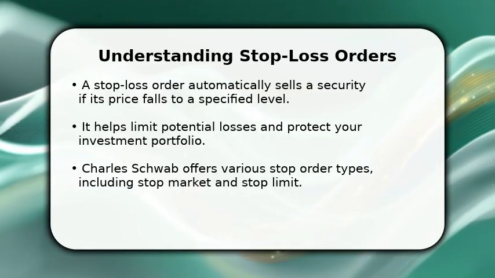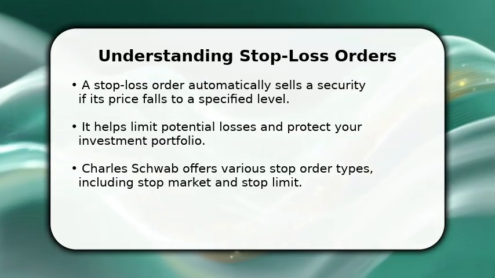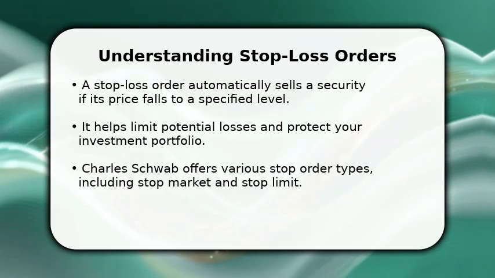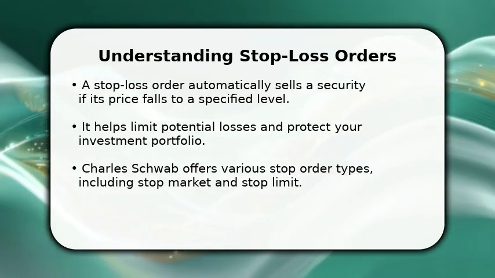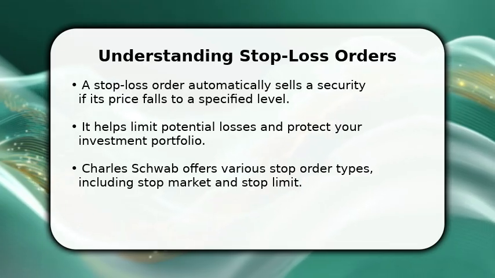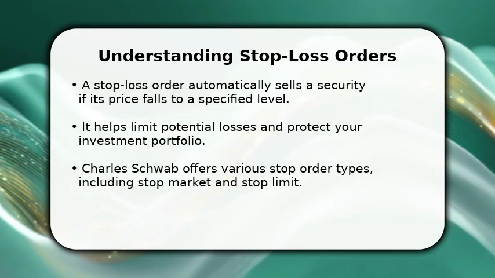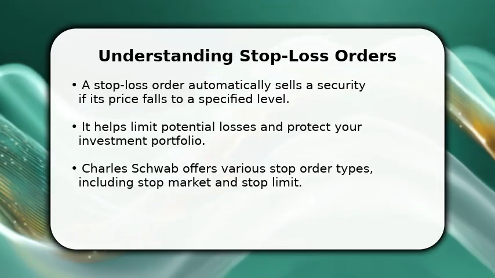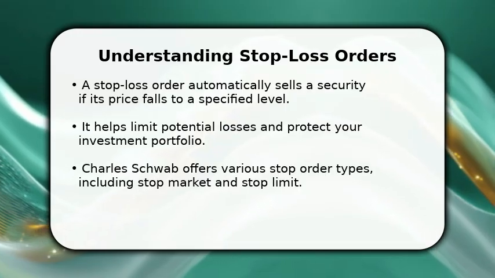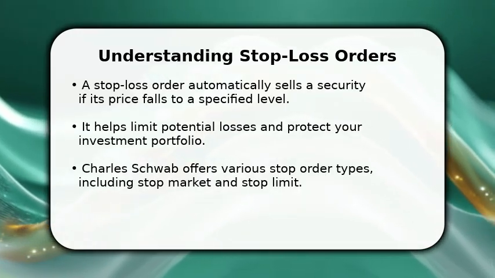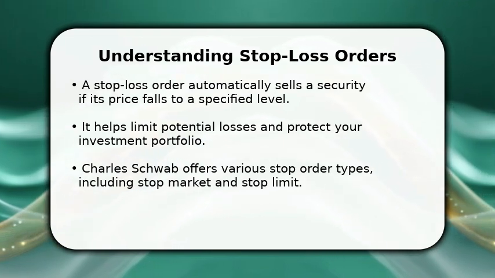In this video, I will explain how to put a stop loss on Charles Schwab, step by step. A stop loss order is a vital tool for managing risk, instructing your broker to sell a security once it reaches a predetermined price. This helps protect your investments from significant downturns. Charles Schwab provides several options, such as stop market and stop limit orders, allowing you to tailor your risk management strategy. Understanding these orders is key to safeguarding your portfolio effectively.